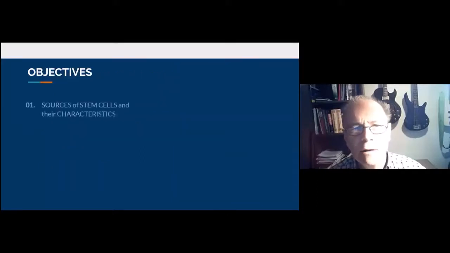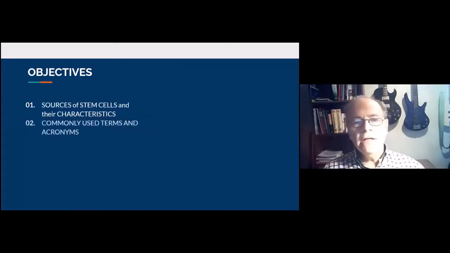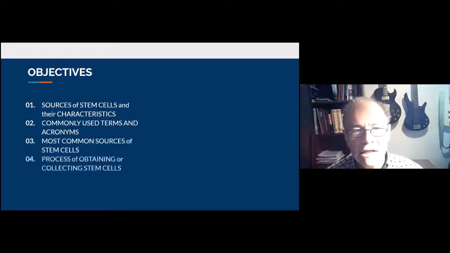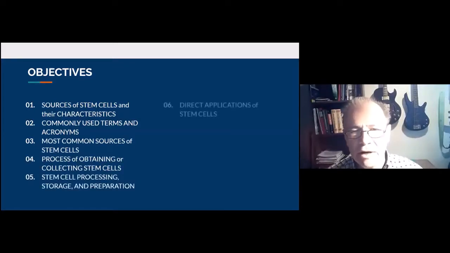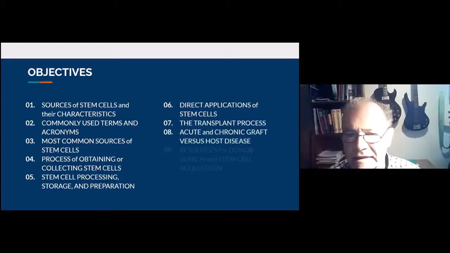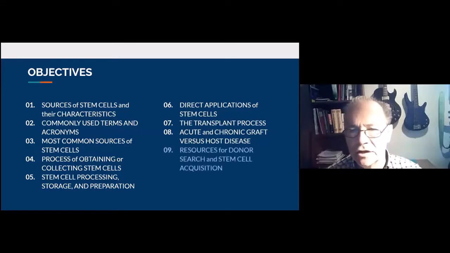The objectives are sources of stem cells and their characteristics, commonly used terms and acronyms, the most common sources of stem cells, the process of obtaining or collecting stem cells, processing, storage, and preparation, direct application of stem cells, the transplant process, acute and chronic graft versus host disease, and resources for donor search and stem cell acquisition for those patients who don't have a sibling donor.